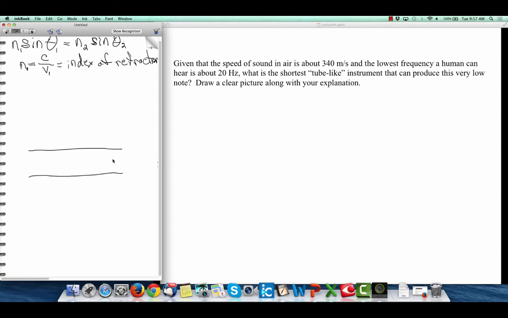So what's the shortest tube-like instrument? I'm going to say this one, open on both ends. What's the shortest instrument that is a tube open on both ends which can produce a loud 20 hertz sound? In other words, a standing wave at that frequency. We'll let you talk about it for a few minutes and see what you think. It says draw a clear picture along with your explanation.